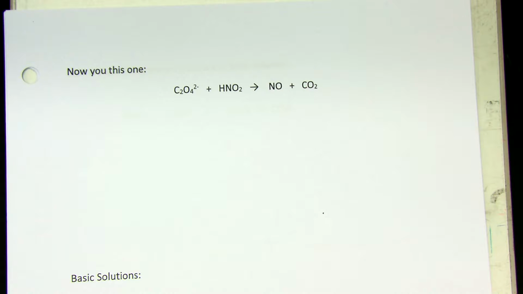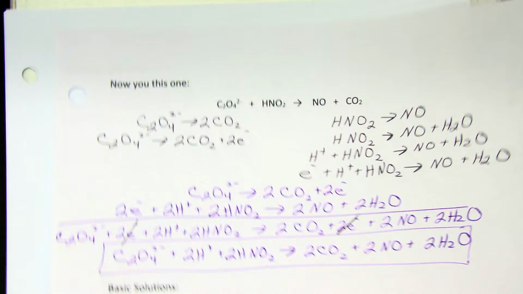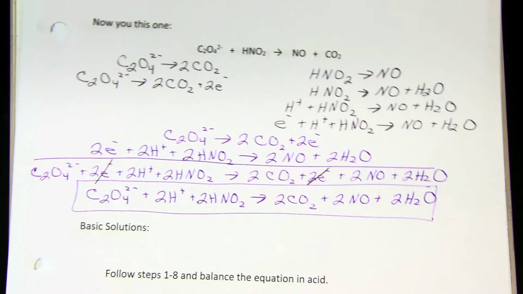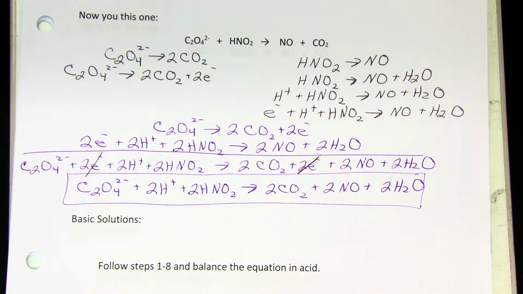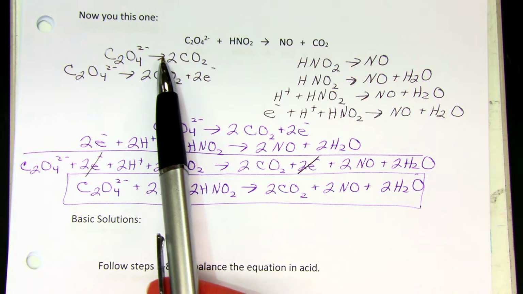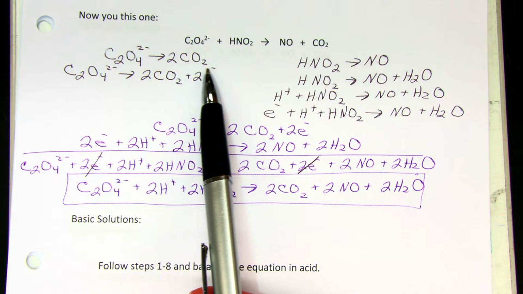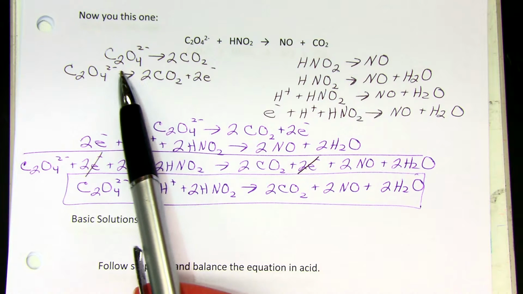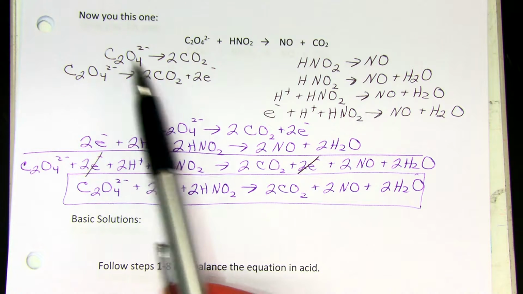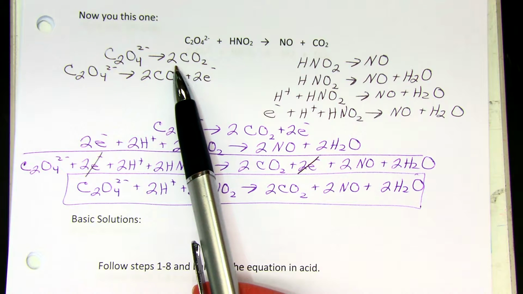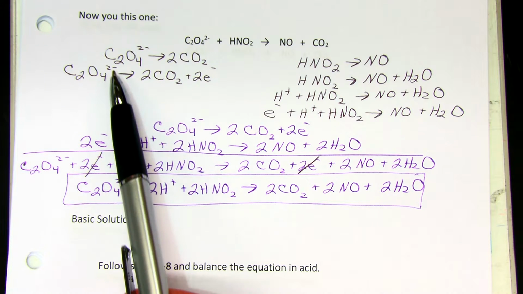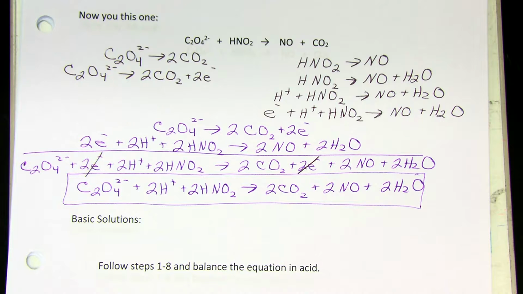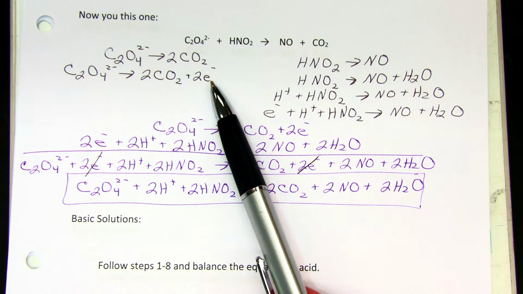I'm going to review this problem on the projector since we're videotaping instead of looking at your whiteboards. So when you look at this, we start off with the two half reactions. We have oxalate yields CO2. To balance this, the first thing to do is to notice that you have two carbons, so we put a 2 in front of the CO2. Now I'm balanced for carbon and I'm balanced for oxygen, so all I have to do is add 2 electrons.